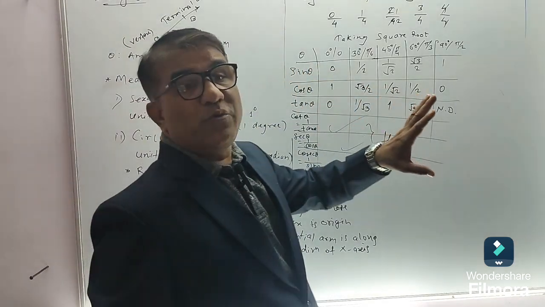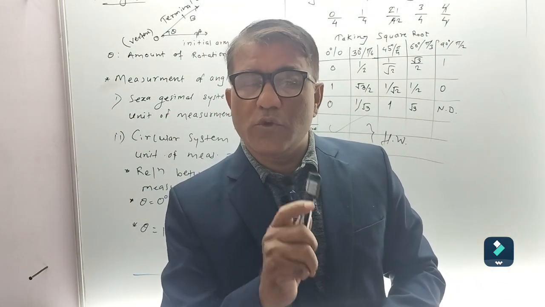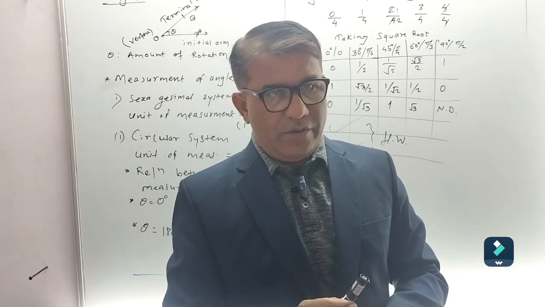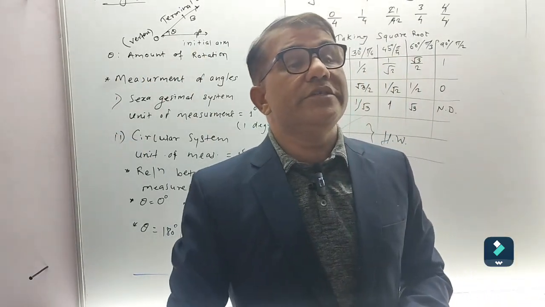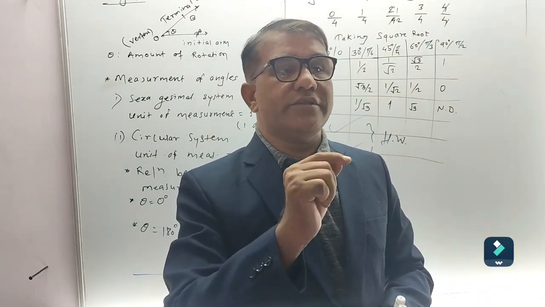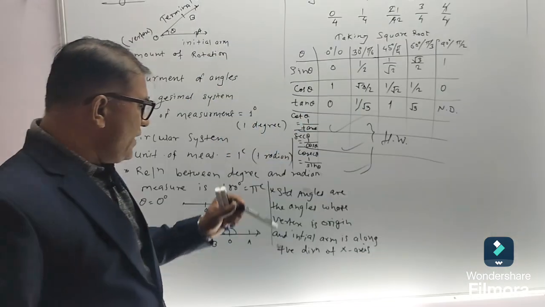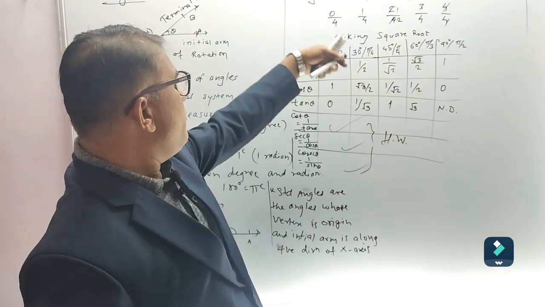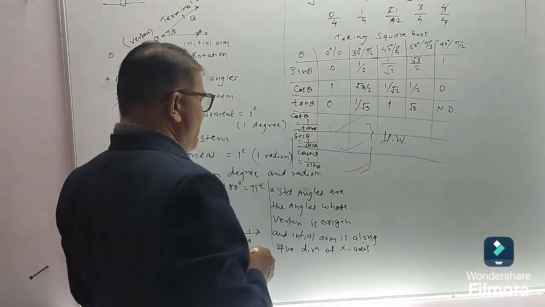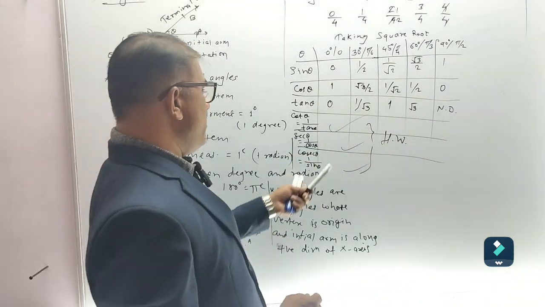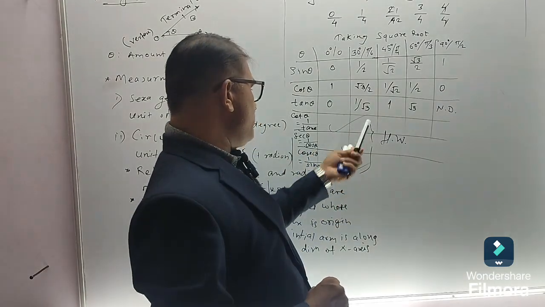Why did we study angles? Because trigonometry is a relation between sides and angles, so we must know about angles. So I revised it: vertex, initial arm, terminal arm, standard angle, zero angle, straight angle. After completing these standard angles, from standard angles we continued this table. Keep these 3 rows to fill in as homework.